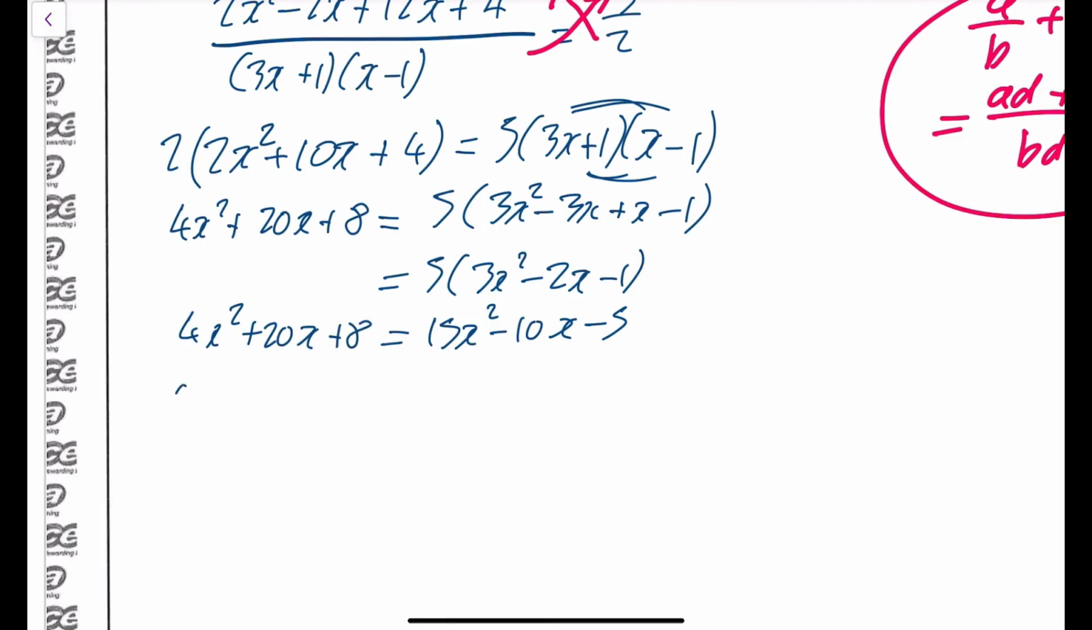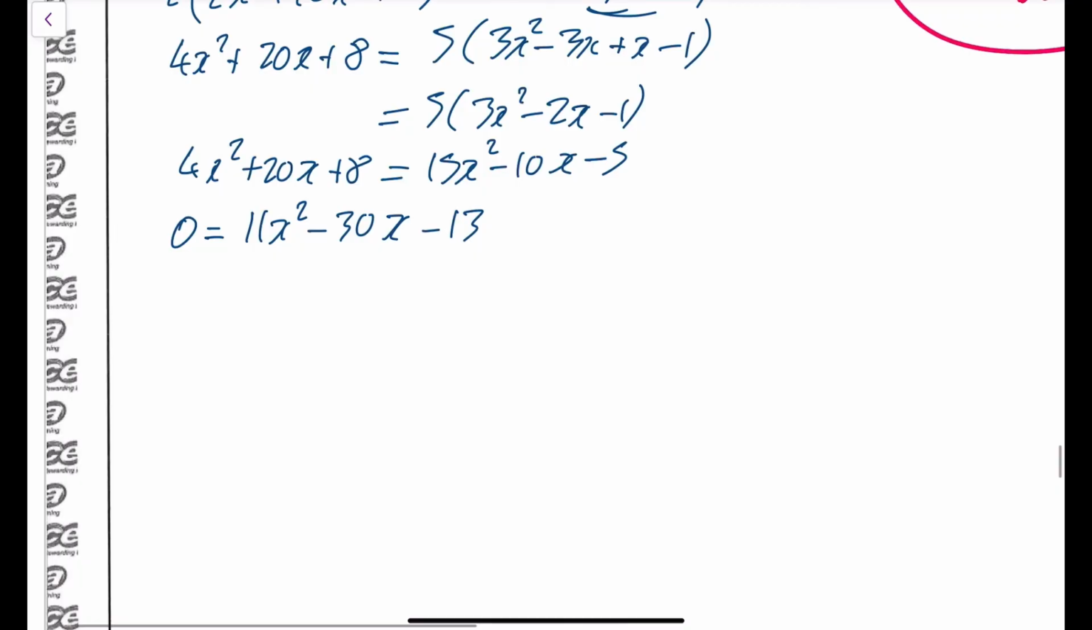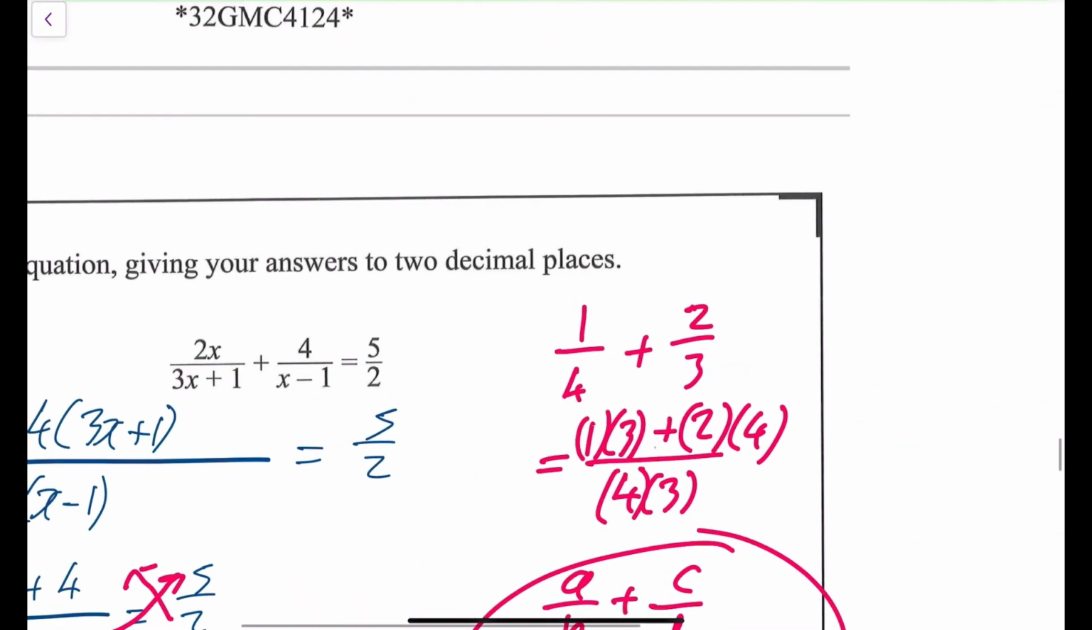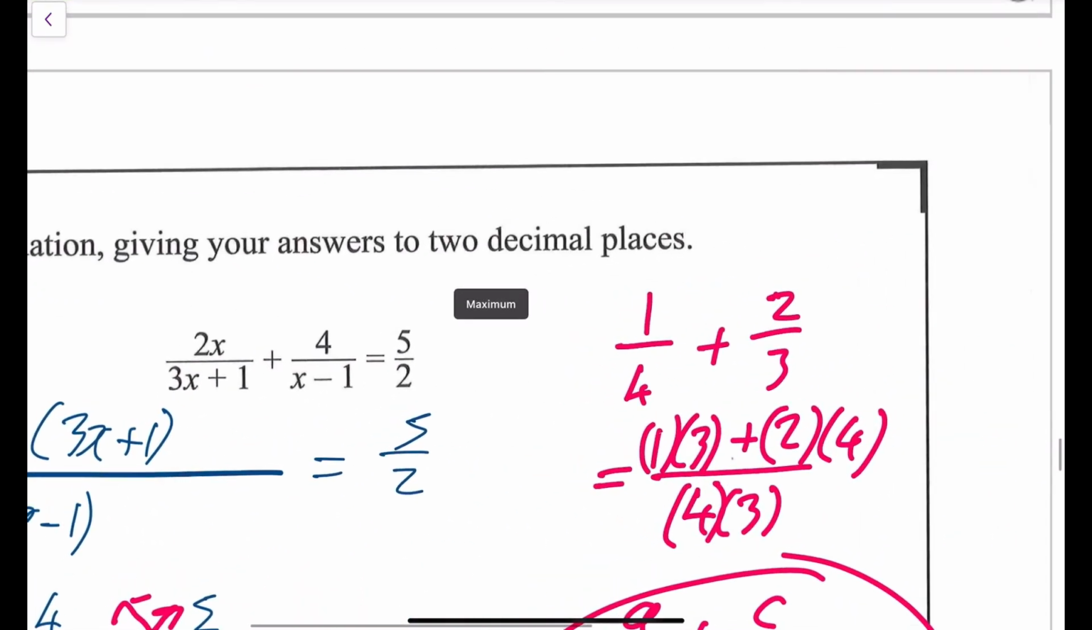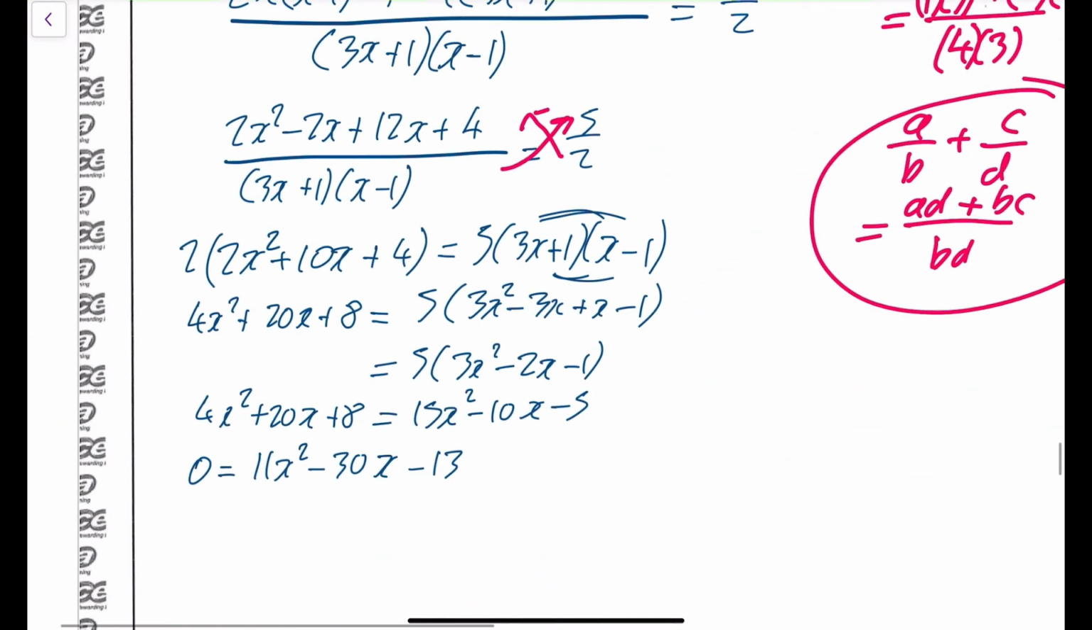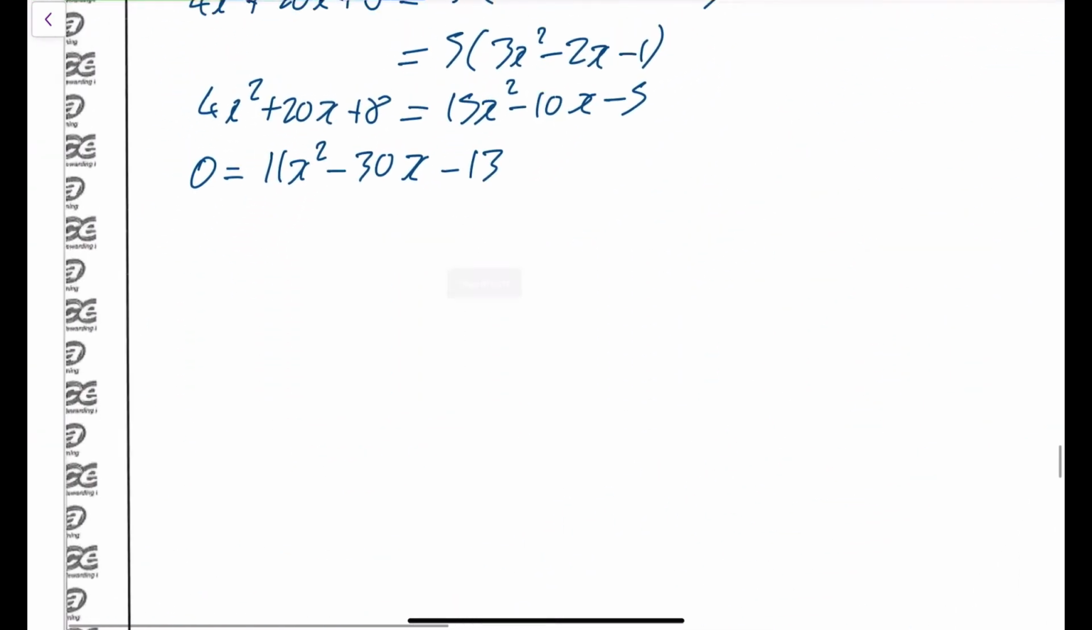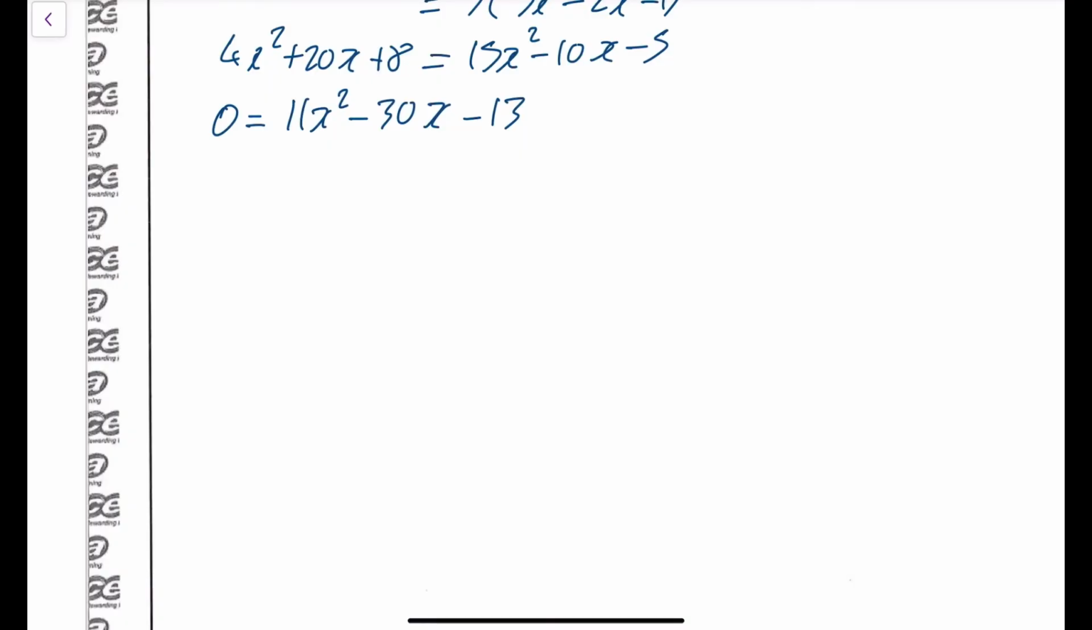Bring everything to the right, and you'll have 11x squared minus 30x. I'm just checking my working out as I go along here. Minus 13. Okay. You then can use your quadratic equation. It mentions here the 2 decimal places. If it mentions giving your answer to 2 decimal places, I wouldn't waste time even trying to factorise. I would just expect that it's not going to work. It's not going to factorise nicely. So I'm on to my quadratic equation.